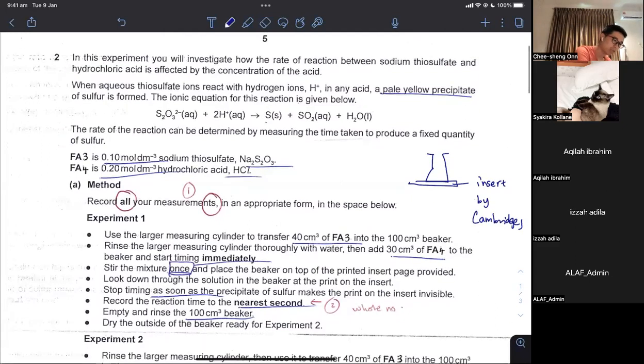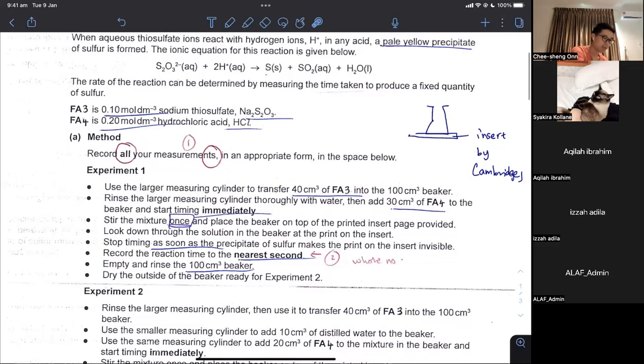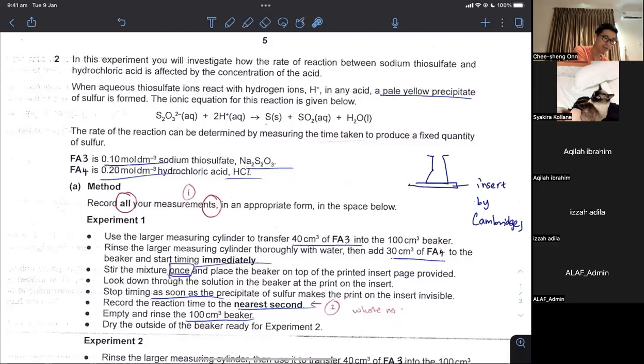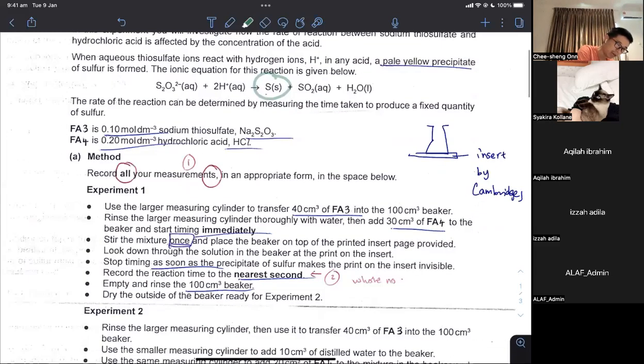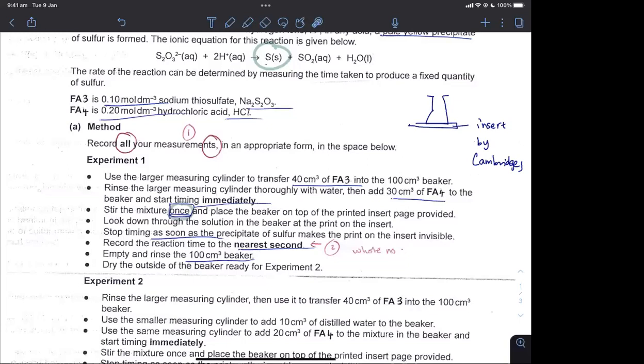Follow all the instructions. Usually it involves mixing two things together. You mix the thiosulfate ions and the acid together, and you will get sulfur precipitate. So it will become cloudy, and then the words will disappear. That's what it's saying. Stir the mixture once. So you've got to read the question. Sometimes they ask you to stir it continuously. But do you think the reaction will be faster or slower if I stir continuously? What do you think, Rahiman? Faster or slower if I keep on stirring the reaction?